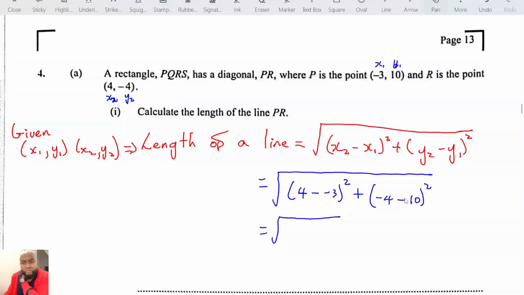So let's go. This will be the square root of what you get when you work out these things underneath here. This will be 49 plus what? 196, which will give me what? 245. Square root of 245, so I get 15.65 units. Right? Because we have no clear unit for length.